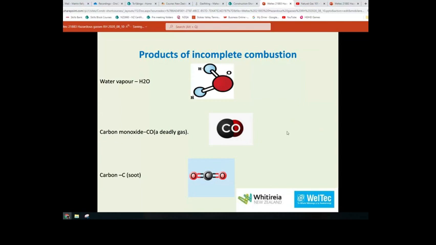Products of incomplete combustion: you still get your carbon dioxide and water vapor. We've got those images there. And you're also going to get carbon monoxide, which is carbon dioxide with one oxygen molecule missing. That's because there was a lack of oxygen when combustion occurred.